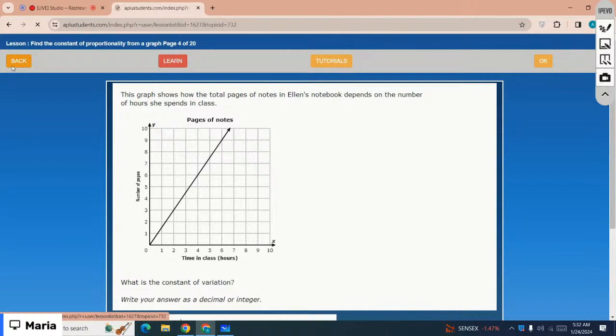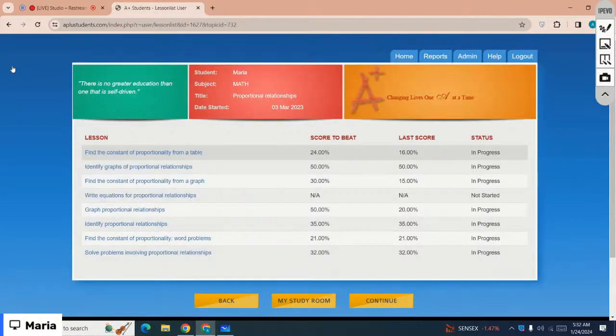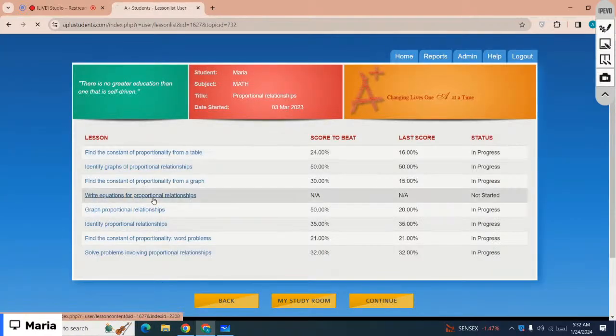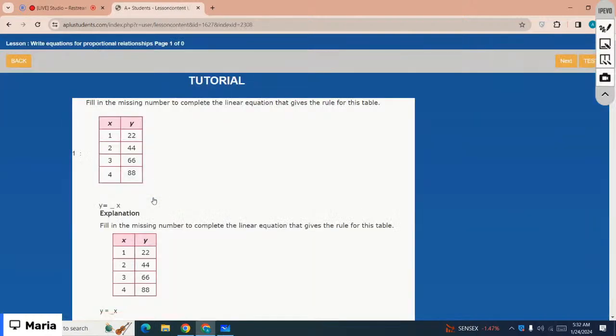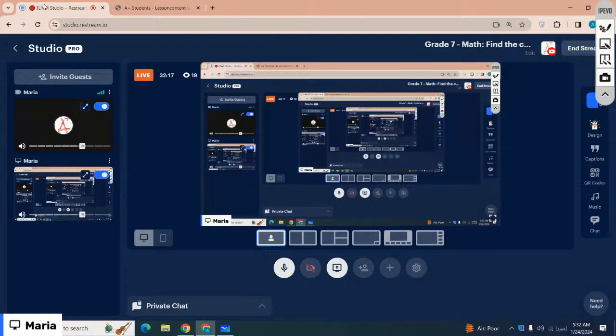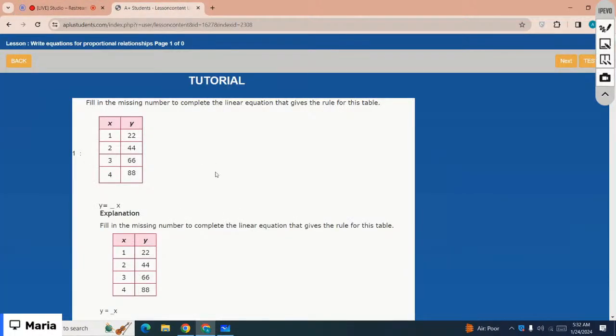So the next lesson is write equations for proportional relationships. So now we're going to learn how we write down the equations, right? You are given a table, you have to find the relationship between x and y values, and then you have to write down the equation, right? Okay, just look at the first example.